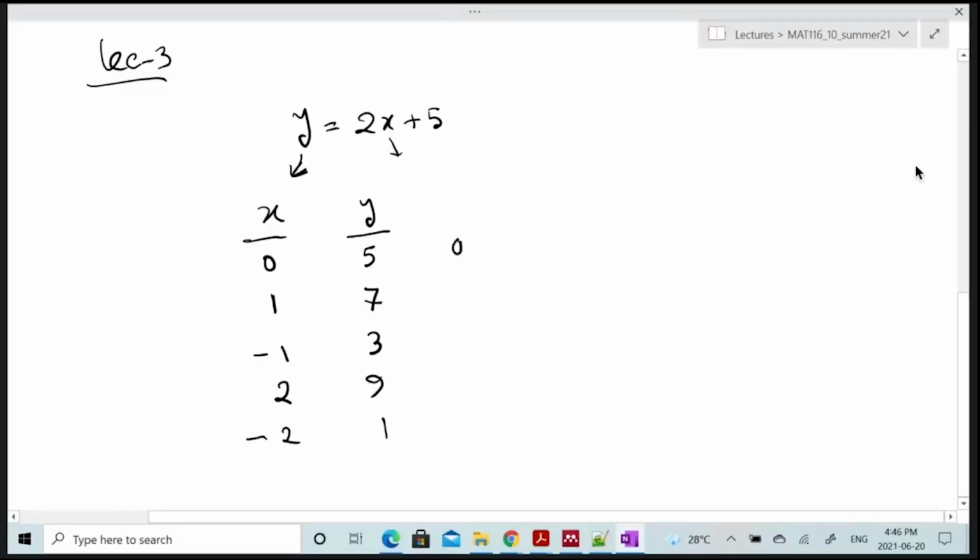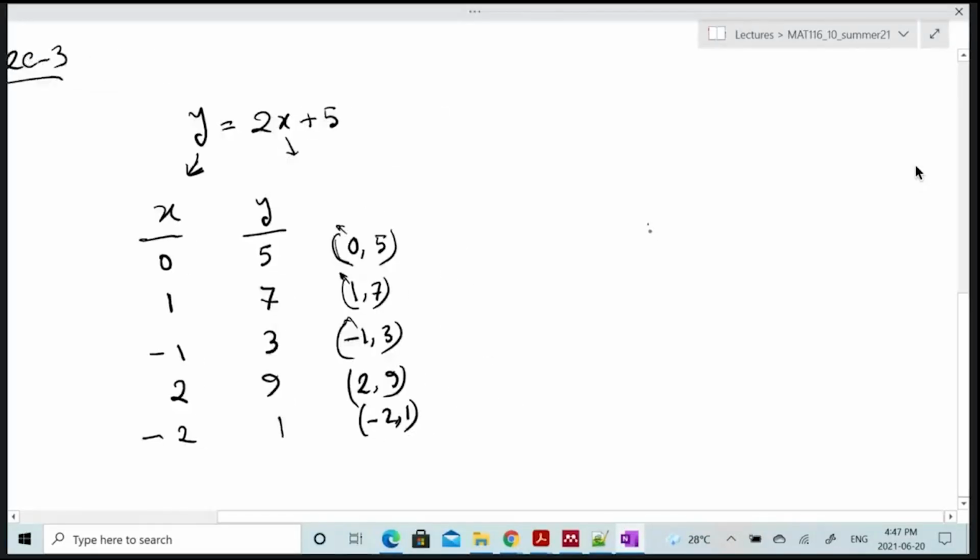So now you see that we got some coordinates here, which are (0, 5), (1, 7), (minus 1, 3), (2, 9) and (minus 2, 1). Like we got some ordered pairs. And we learned from the last lecture that the first value of each ordered pair is called the x value and the second one is the y value. Exactly.